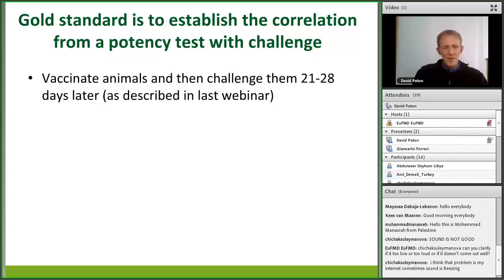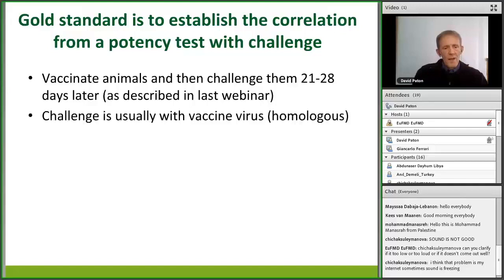So as we described, you can vaccinate animals and then challenge them from 21 to 28 days later. Most of these challenges are done with the homologous virus, and they're done as a part of the regulatory requirements for showing that the vaccine is effective. So it's a standard challenge procedure.